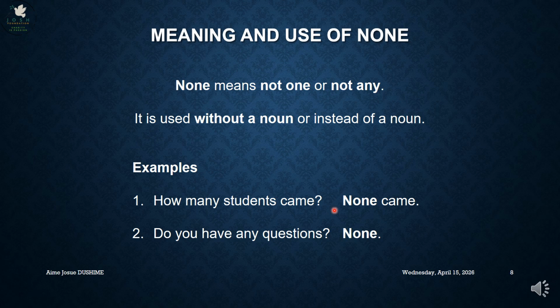Let's go with none. None means not one or not any. It is used without a noun, or it is used to replace a noun. Instead of putting a noun with another no or another negative, just use none. How many students came? Say none, or none came. Do you have any questions? None. It means I don't have any question. It means not one or not any.